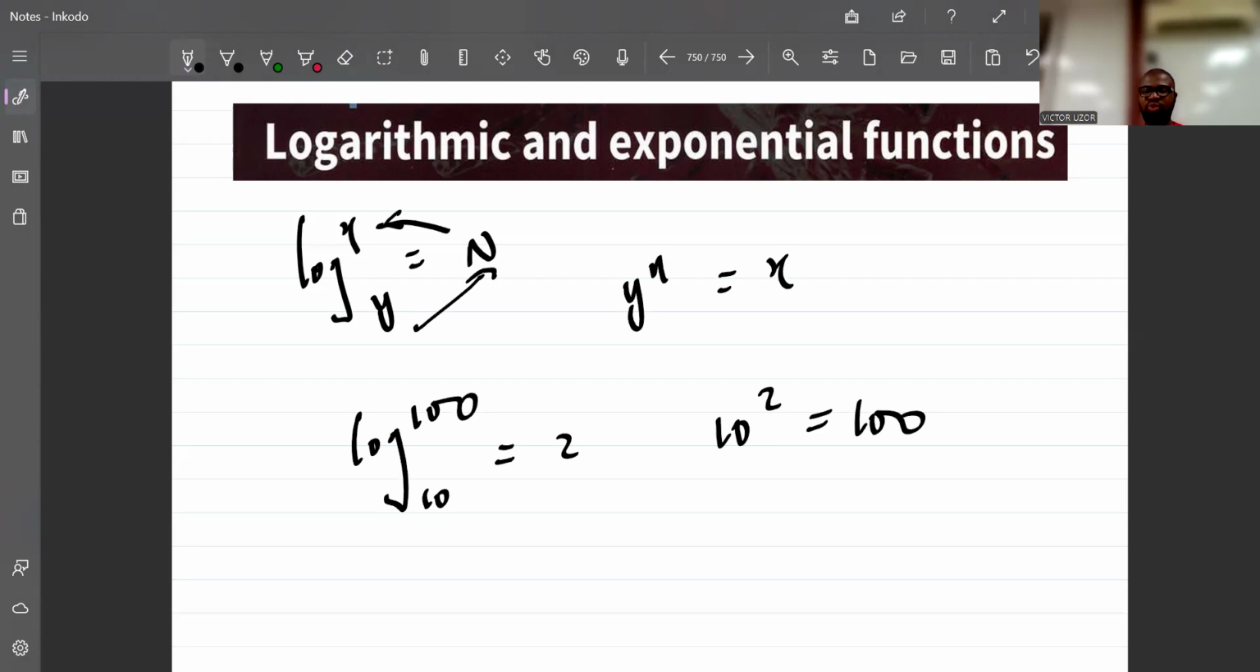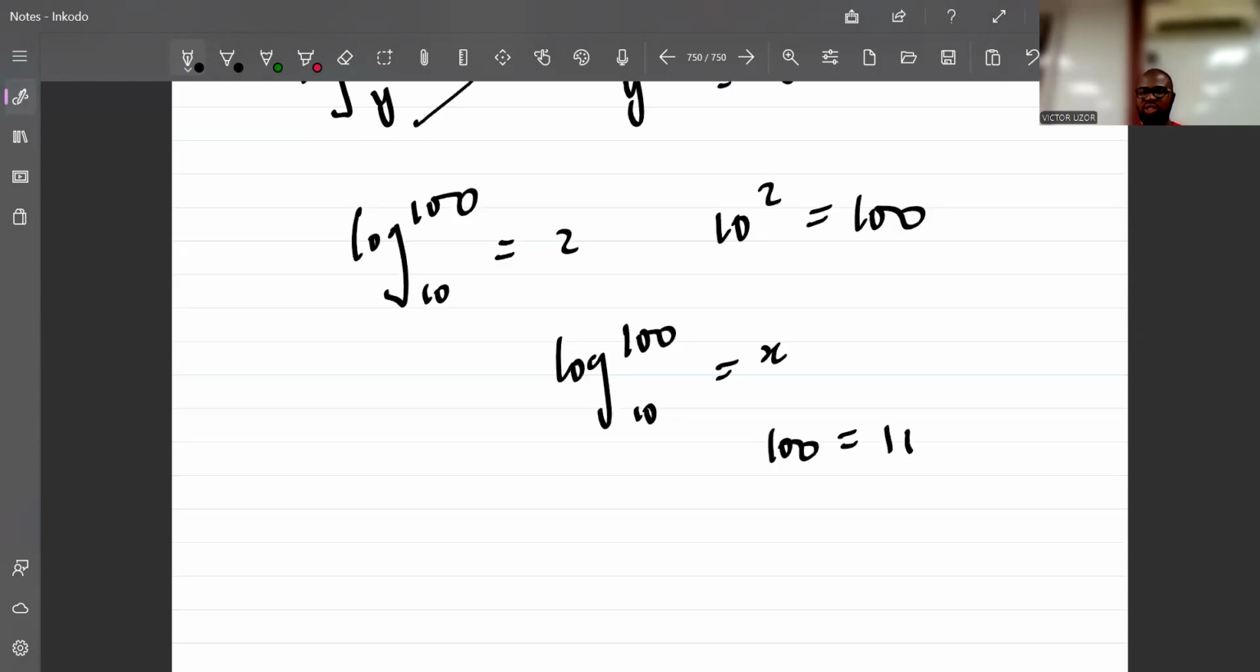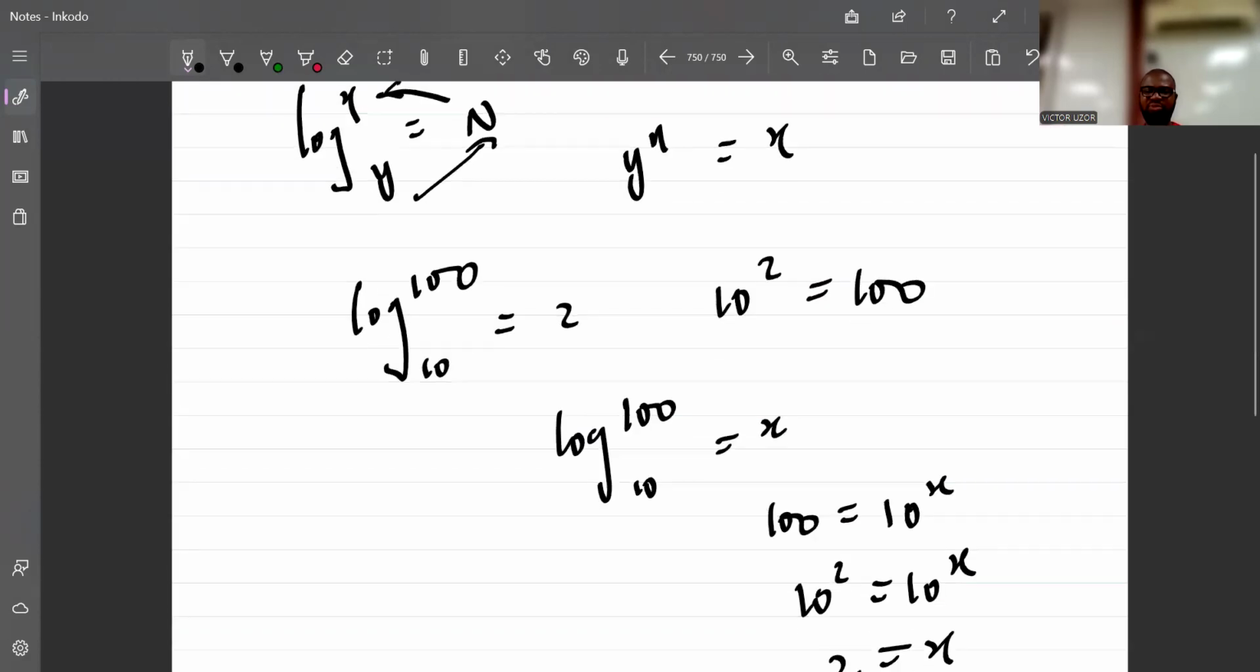You get it? So when I give you something like this, I can put this in the form of log 100 base 10 is equal to x. You know that the thing will now be 100 is equal to 10 raised to power x. And if you use the exponential method, you are going to have 10 raised to power 2 is equal to 10 raised to power x, and 2 is equal to x, and x is equal to 2. So that is the first thing you need to understand about logarithm.